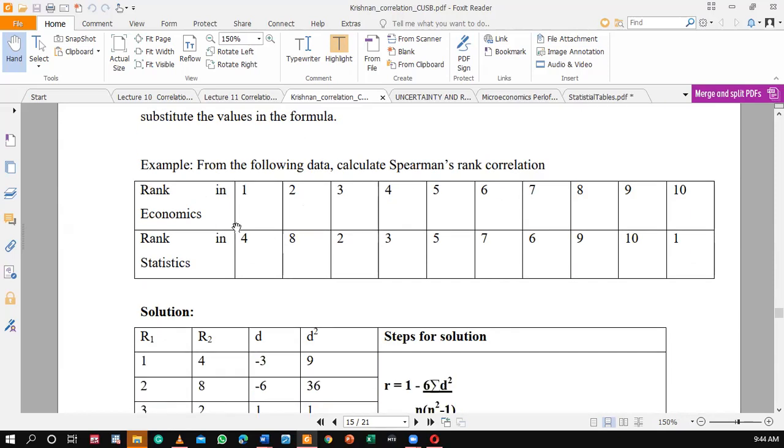let's look at this question. In this one, the ranks have already been given, so we don't have the data. It's just the ranks that we have. The first is ranking econs and then ranking stats. So we already have the ranks, and all that we have to do is to find the difference.